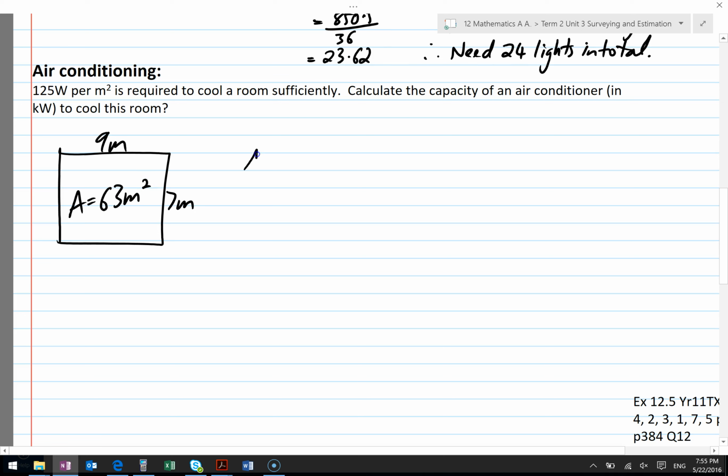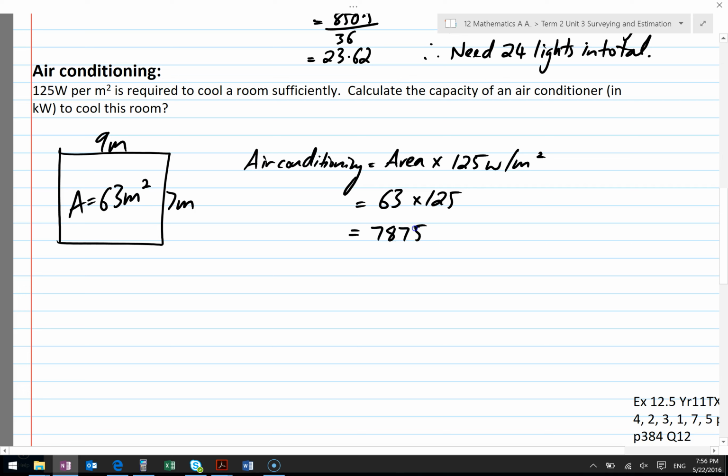Okay, so the air conditioning that we need will be whatever the area of the room is times the 125 watts per meter squared. We've got 63 meters squared times it by 125. This will tell me how many watts I need. So I need 7875 watts to cool the room.